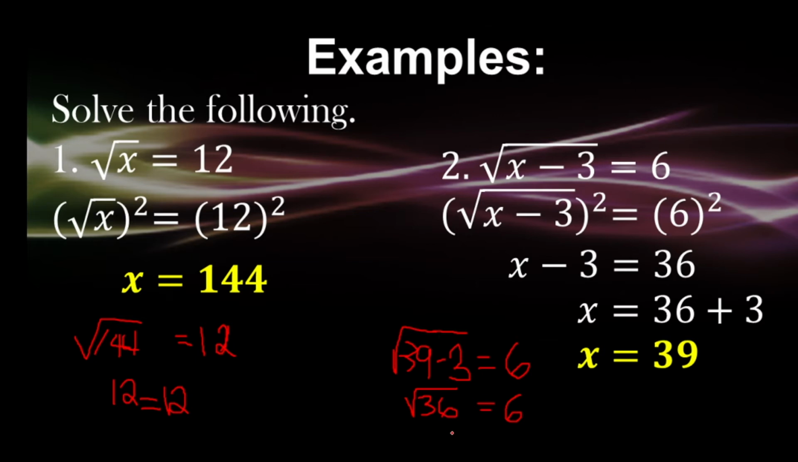So the square root of 36 is 6. So the left and right side of the equations are equal. So therefore, x is equal to 39 is a real solution.